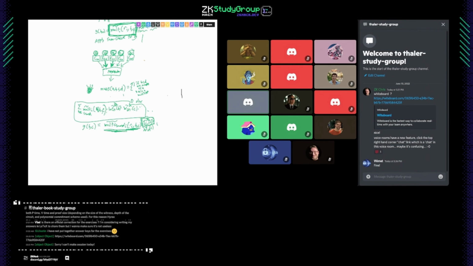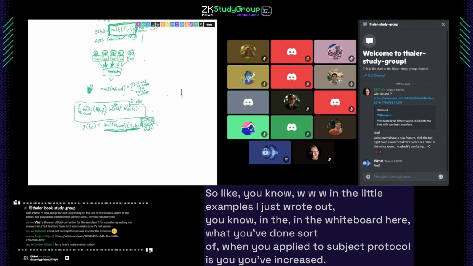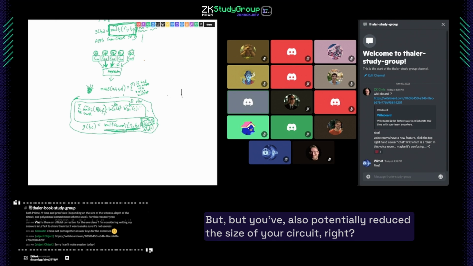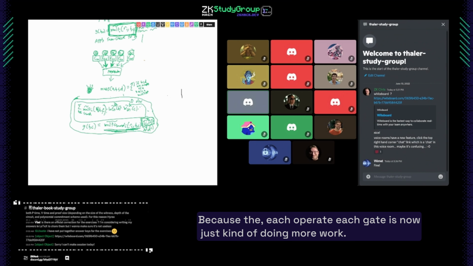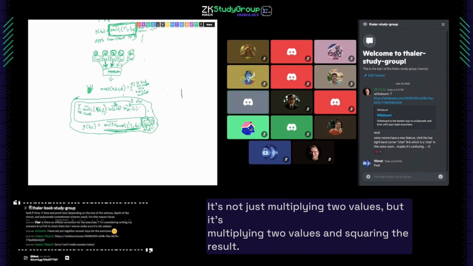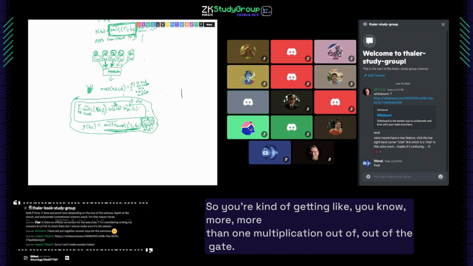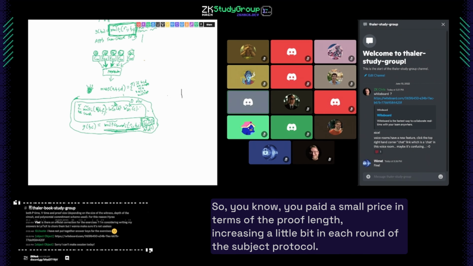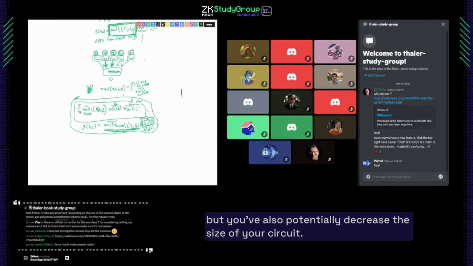Would you even pay a price for it? In the little examples I just wrote out on the whiteboard, when you apply the sum check protocol you've slightly increased the proof length in each round, but you've also potentially reduced the size of your circuit, right? Because each gate is now doing more work. It's not just multiplying two values, but multiplying two values and squaring the result. So you're getting more than one multiplication out of the gate. You paid a small price in the proof length increasing a little bit in each round of the sum check protocol, but you've also potentially decreased the size of your circuit.